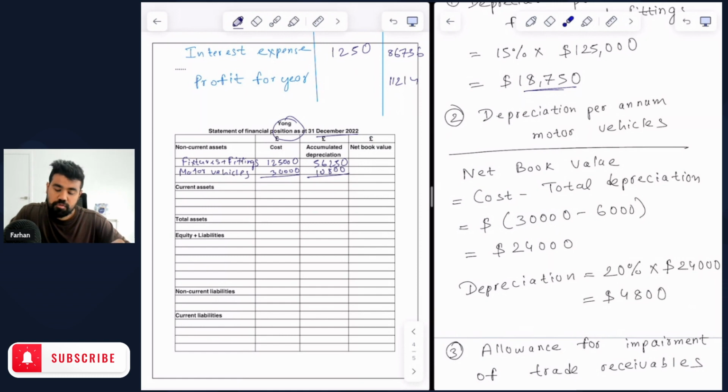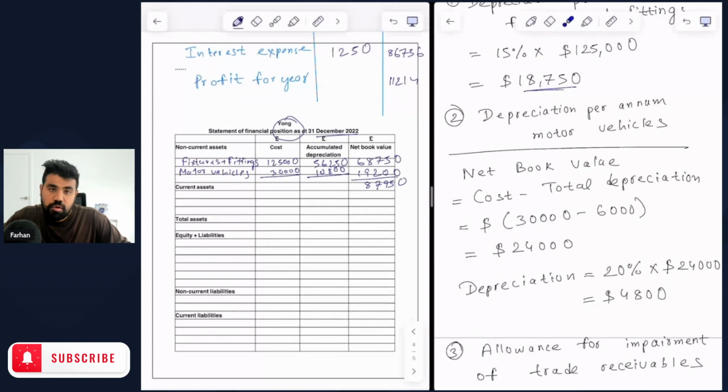So how do we find the net book value? If you recall from our previous steps based on additional information number 2, where we used the reducing balance method, we found the net book value to be the difference between the original cost and the total depreciation. So you simply subtract the total depreciation from the original cost. For fixtures and fittings, you should get 68,750, and for motor vehicles, you should get 19,200. Afterwards, find the total, which is 87,950, because this total is eventually what you will be using for finalizing the whole balance sheet.